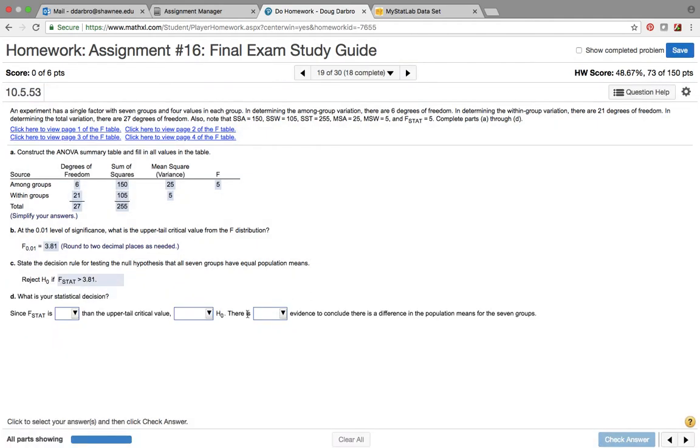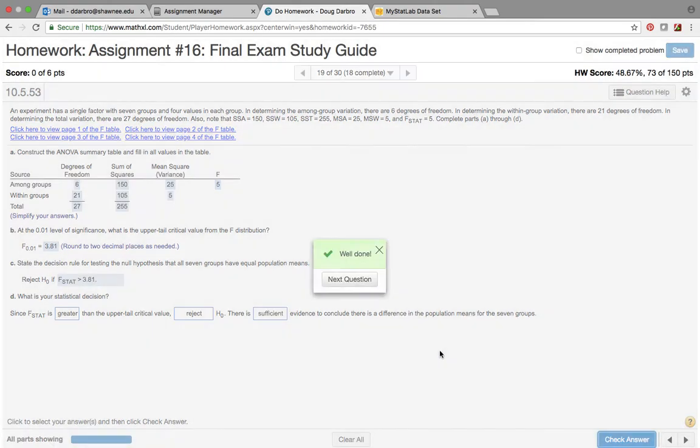What is your statistical decision? Well, guys, our F stat is 5. Our 5 is bigger than the critical value, so since F stat is greater than the upper tail critical value, we're going to reject H sub 0, so there is sufficient evidence to conclude a difference in the population means.